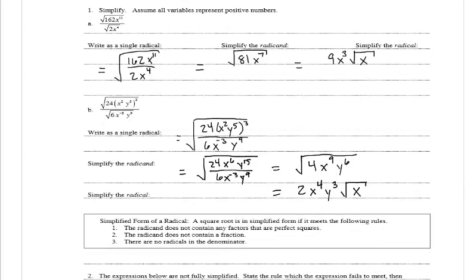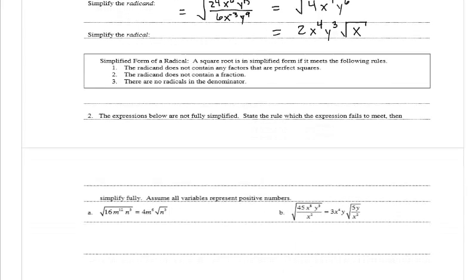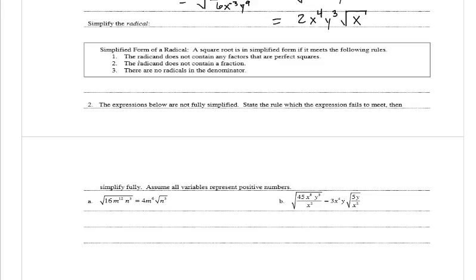Now it tells us the simplified form of a radical. A square root is in simplified form if it meets the following rules. The radicand does not contain any factors that are perfect squares. The radicand does not contain a fraction. And there are no radicals in the denominator. So for 2, the expressions below are not fully simplified. State the rule which the expression fails to meet, then simplify fully. Assume all variables represent positive numbers.